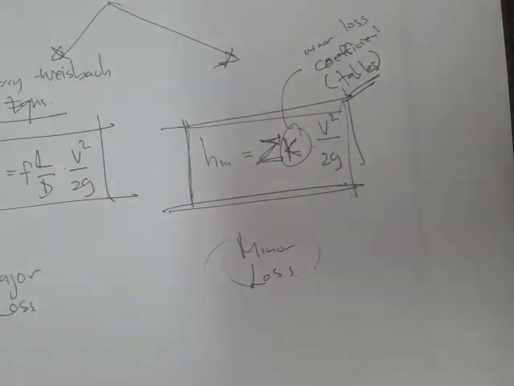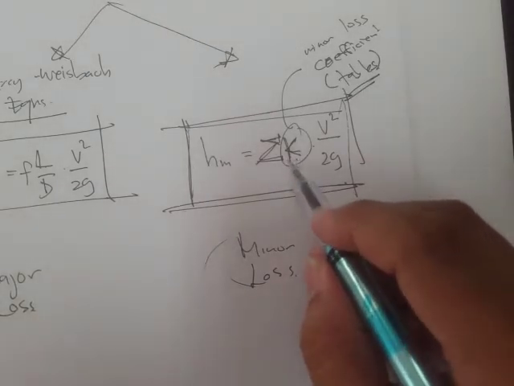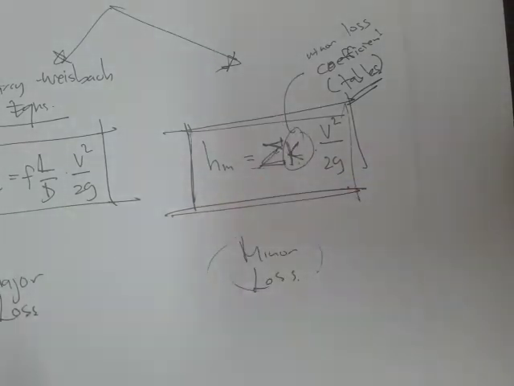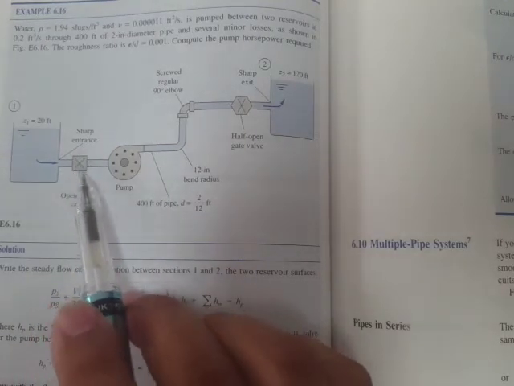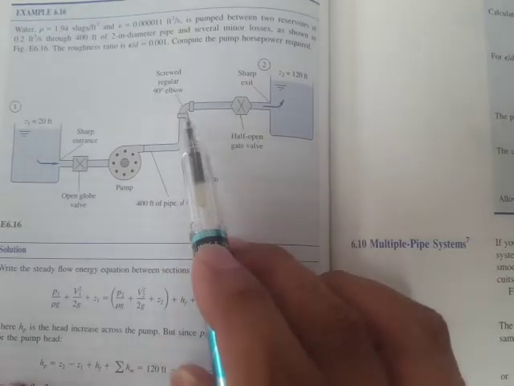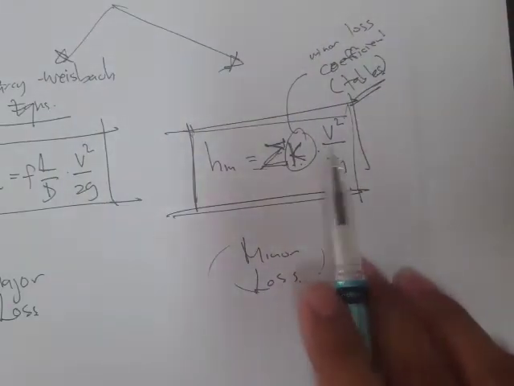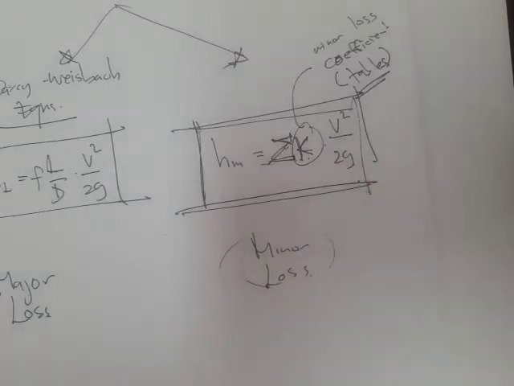So for example, where can we find this K? And by the way, why is it a summation? It's simply because you have to sum up all the K values of, for example, the globe valve, then the elbow, and then plus the gate valve. So that's the summation of K, then the velocity squared all over 2g.